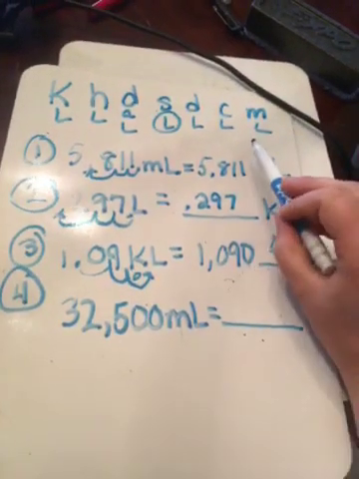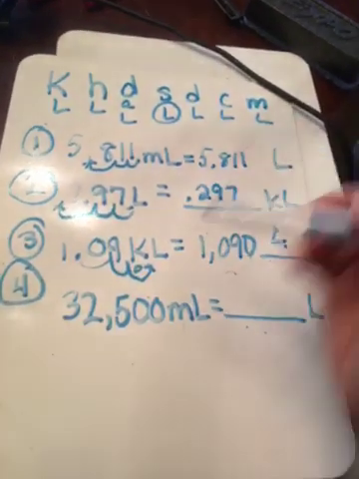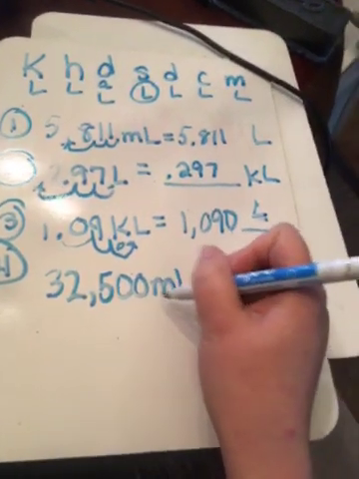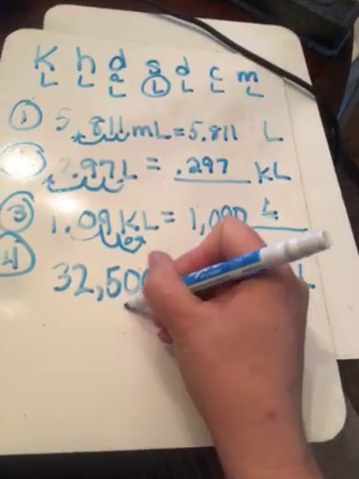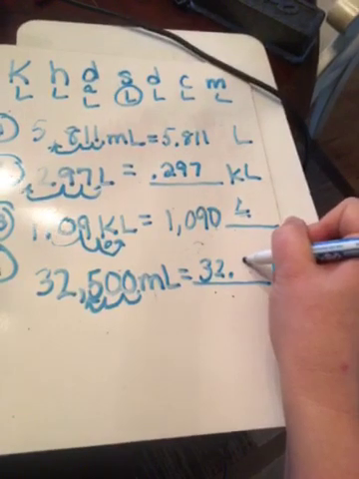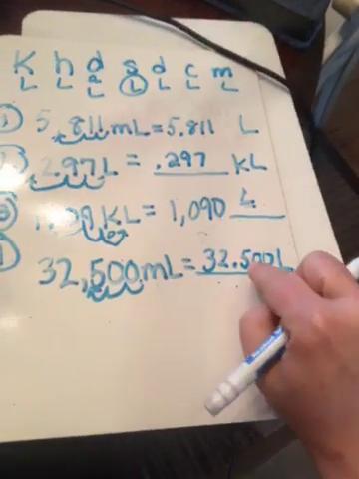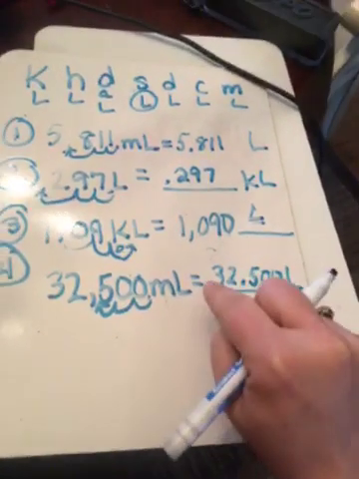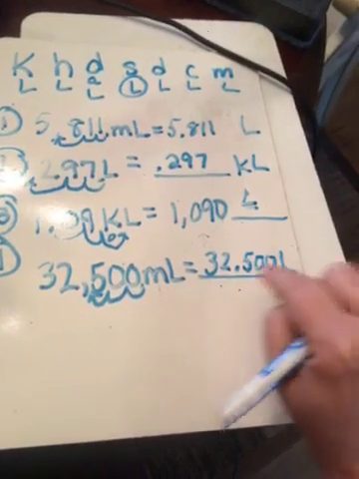So you're at milliliters and you're going to liters. You're actually dividing by 1,000. So our decimal point starts here and you're going to move it 1, 2, 3 places over to give you 32,000 and decimal point 500. It's up to you if you want to keep those extra zeros there or erase them. It's really 32.5 liters.